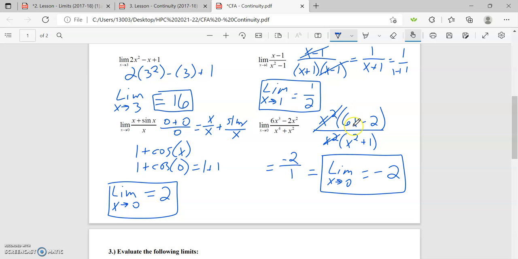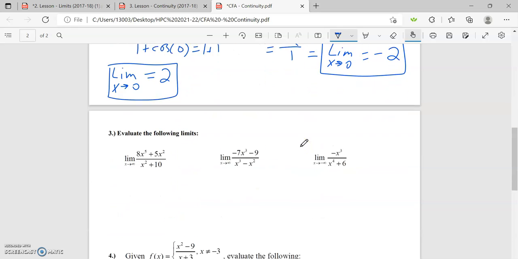So direct substitution did not work. Step 2, we tried to rearrange, factor, whatnot, and factoring worked. So we did not have to go to graphing. But anyways, there you go.